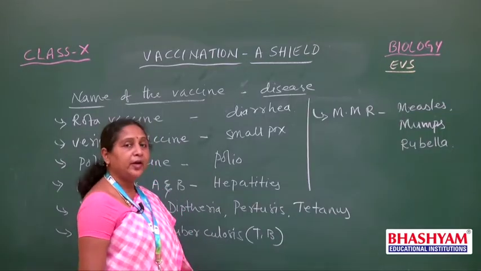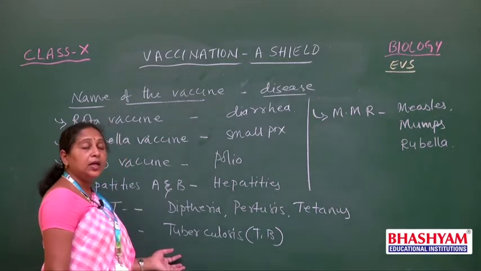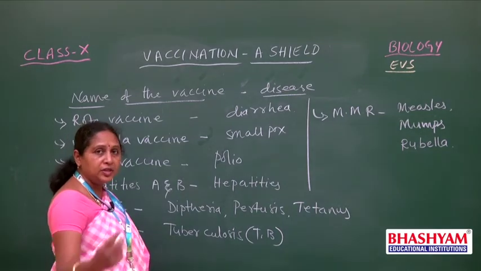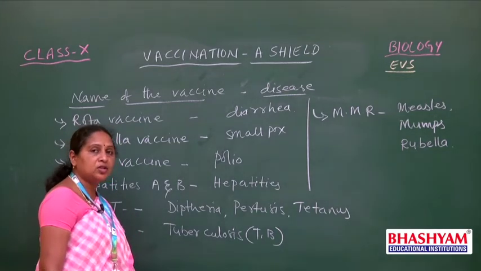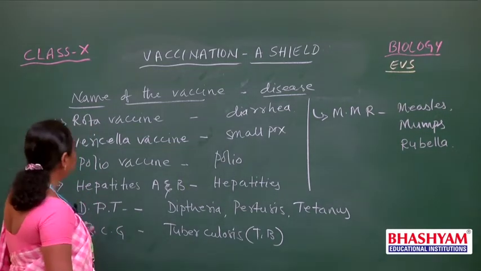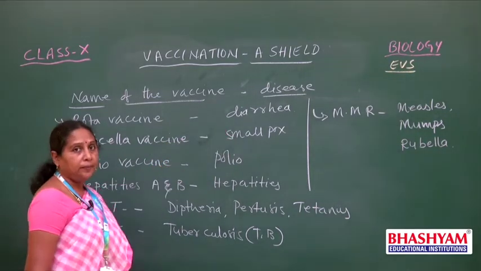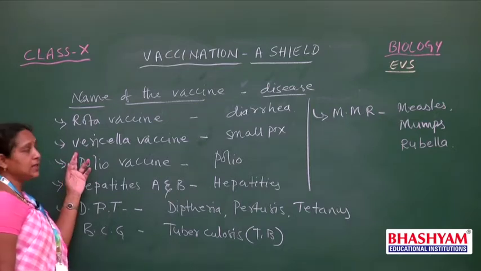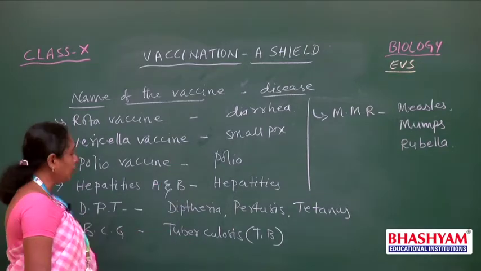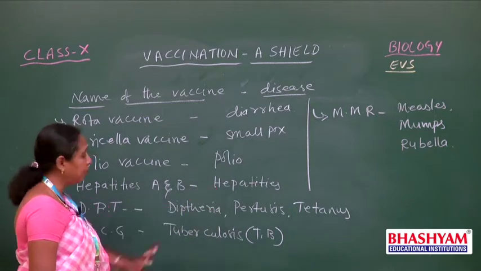So dear students, nowadays we have a number of types of vaccines, and these vaccines are given to children at the age of 0 to 5 years, at a number of intervals, with the time period fixed by the doctor. At a particular time the vaccines are given to the children. Among them, the first vaccine is the rota vaccine. It is given against diarrhea. In the same way, the varicella vaccine is given against chickenpox. The polio vaccine is given against polio. Hepatitis A and B vaccines are given against hepatitis A and B.